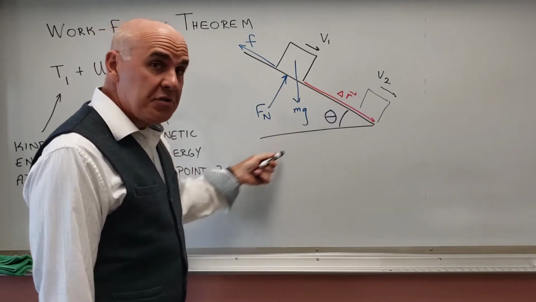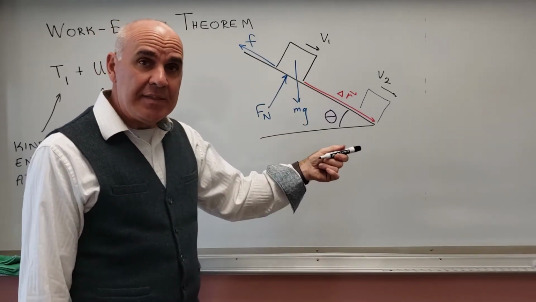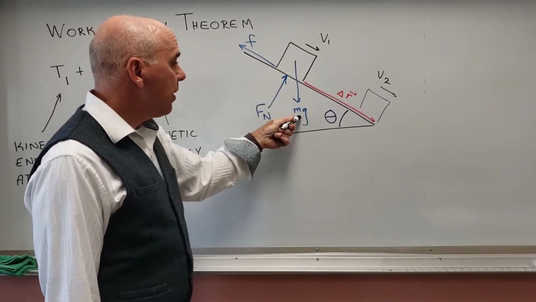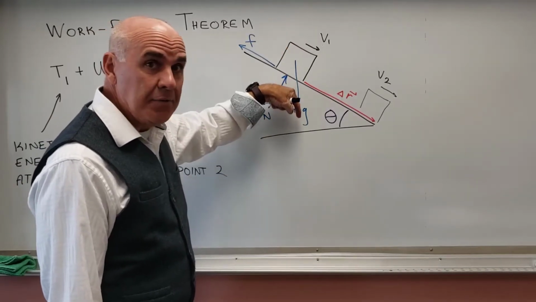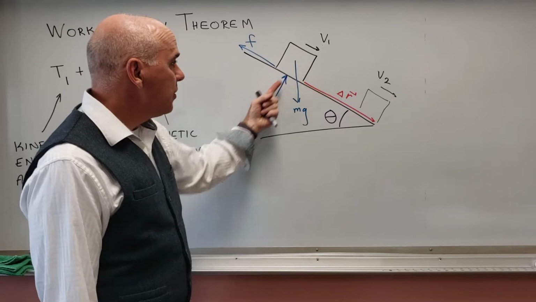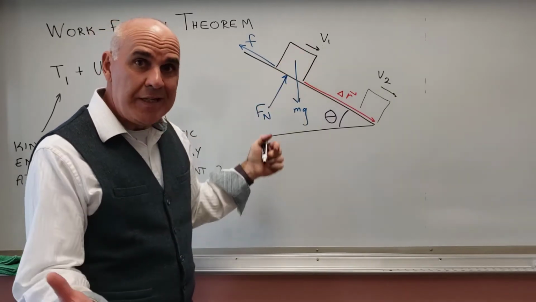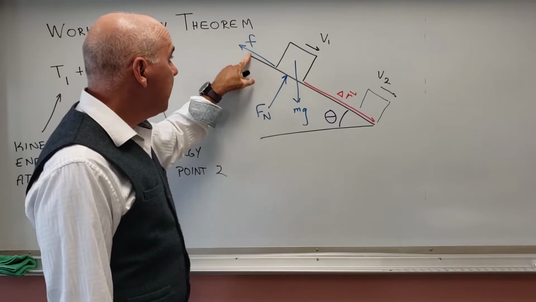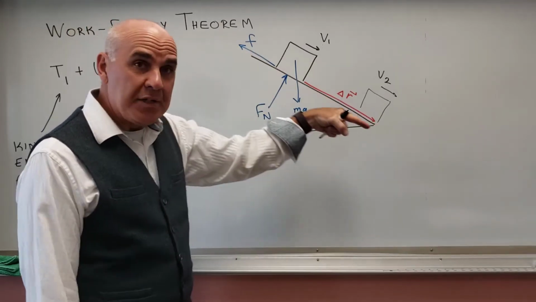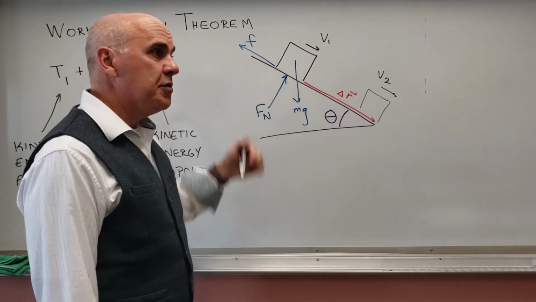There are 3 forces acting on the block as it slides down the incline. First, there's gravity acting on the block, so that's going straight down. Then there's the normal force. That's going to be perpendicular, hence normal, to the surface. And then a frictional force, and that's going to be dragging back. If the block is moving down, the frictional force is backward.